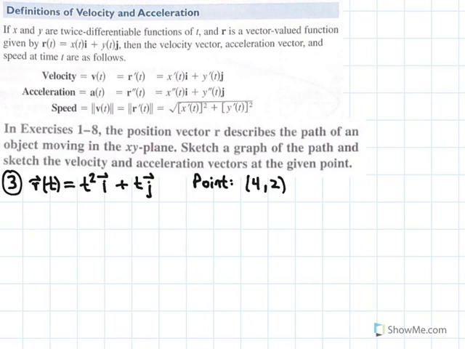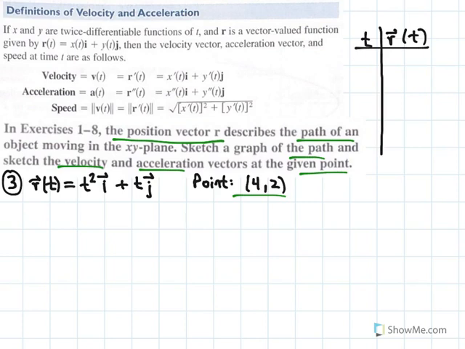Let's take a quick look at another example. Here's number 3. The instructions are: the position vector r of t describes the path of an object moving in the xy plane. Sketch a graph of the path. Sketch the velocity and acceleration vectors at the given point. So the first thing that you want to do is make a table where you have t and r of t. So you can choose different values for t, like -2, -1, 0, 1, and 2. And for each value of t, you'll get a position vector, which I will write in component form.